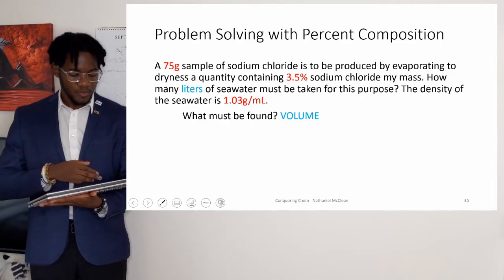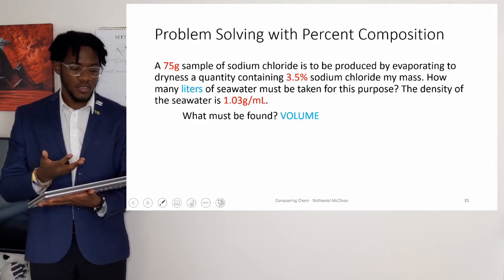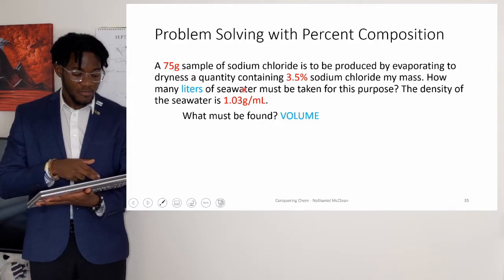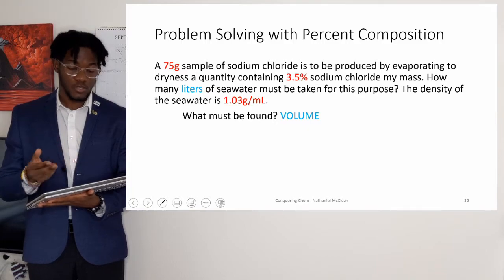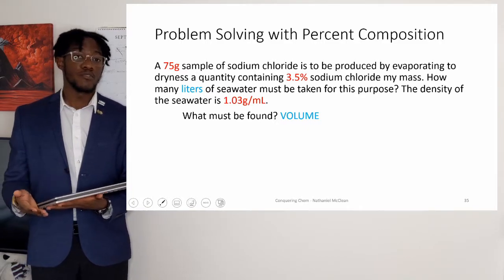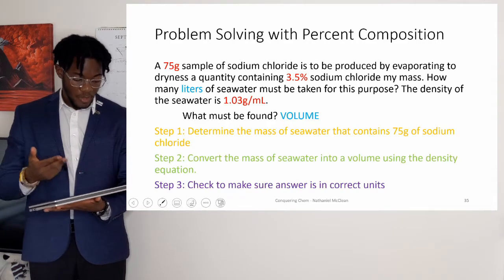What are we looking for? We are looking for liters, or a volume, and more specifically, we're trying to figure out what volume of seawater must be used to make 75 grams of sodium chloride. And there are a number of ways to break this question down even further, but I will just show you the way that I would do it.